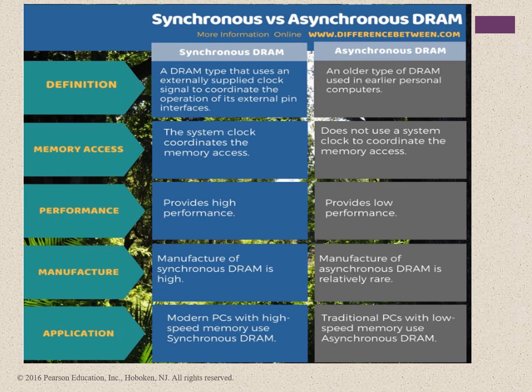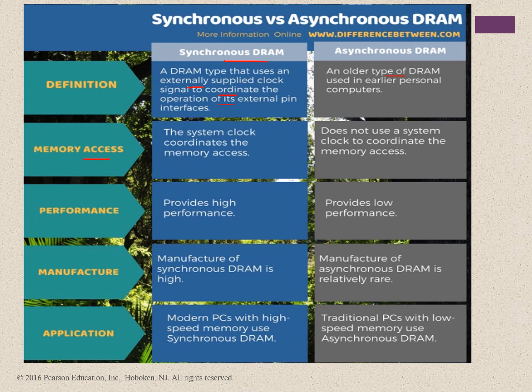So let's see synchronous versus asynchronous DRAM. Synchronous DRAM is a type of DRAM that uses an externally supplied clock signal to coordinate with the operation of its external pin interface. The asynchronous DRAM is the old type of DRAM. It was used in the older personal computers. The synchronous DRAM is used in the latest personal computers.